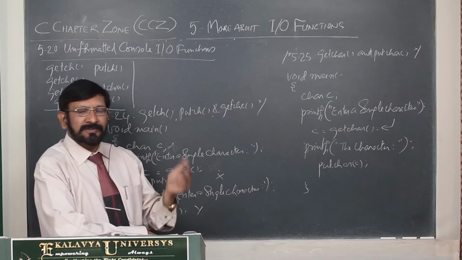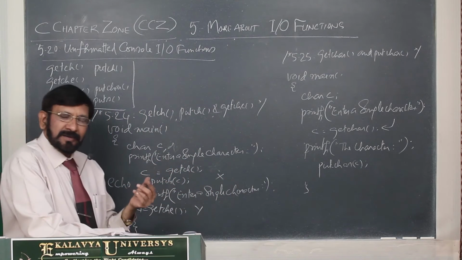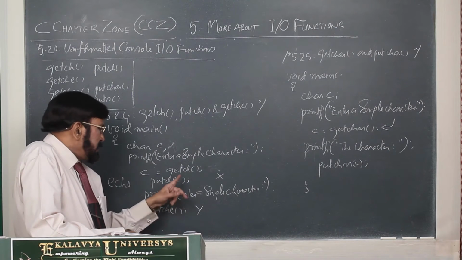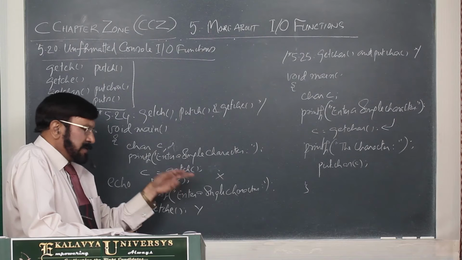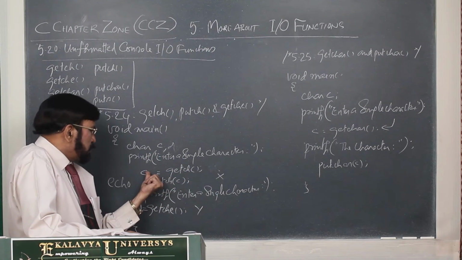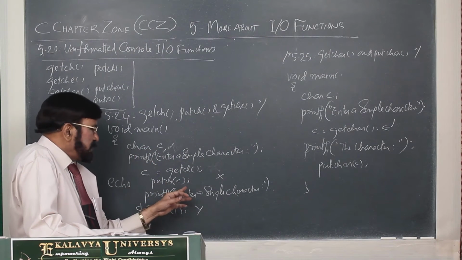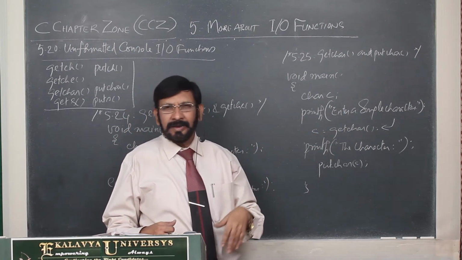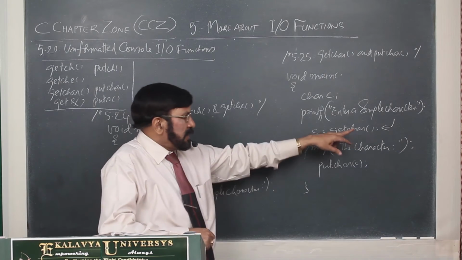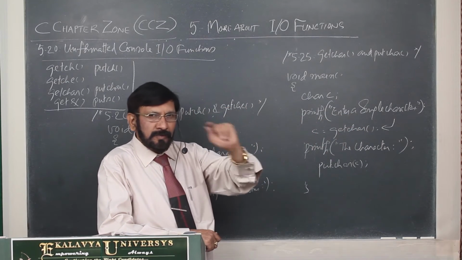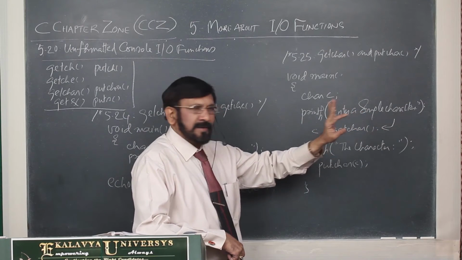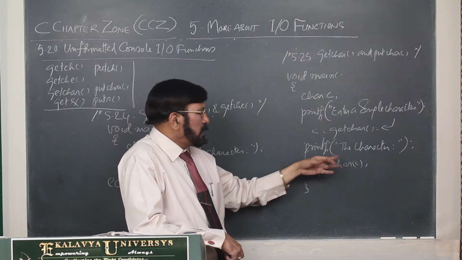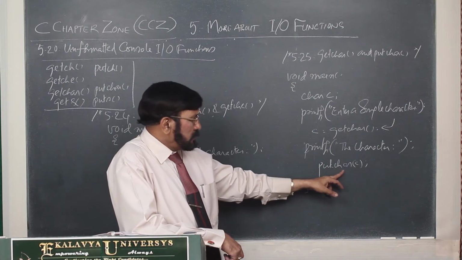So once again I tell you, getch: whatever input we give is not displayed, and we need not press the enter key also, and whatever character it reads, it returns, and that can be stored in a variable. And putch is meant for displaying the character. Getchar is also meant for reading a character, and that character is displayed when you are inputting, and you have to press the enter key to complete the operation. That is stored in a character variable. If you want to display, you can display using putchar.